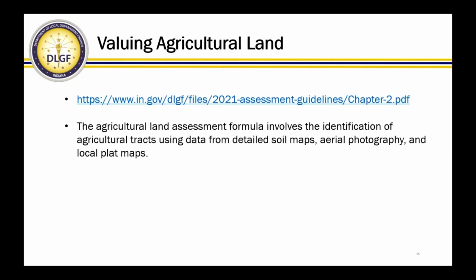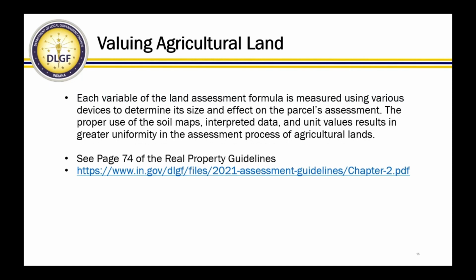All of our land guidance can be found in Chapter 2 of our assessment guidelines. You can see the link on our website to go to Chapter 2. But the land assessment formula basically involves the assessor identifying agricultural tracts using data with detailed soil maps. It could include aerial photography and then also plat maps. And in terms of the variables, you certainly look at the size and the parcel's characteristics. The soil maps, and we'll talk about the soil maps, all result in hopefully uniformity in how agricultural land is assessed.